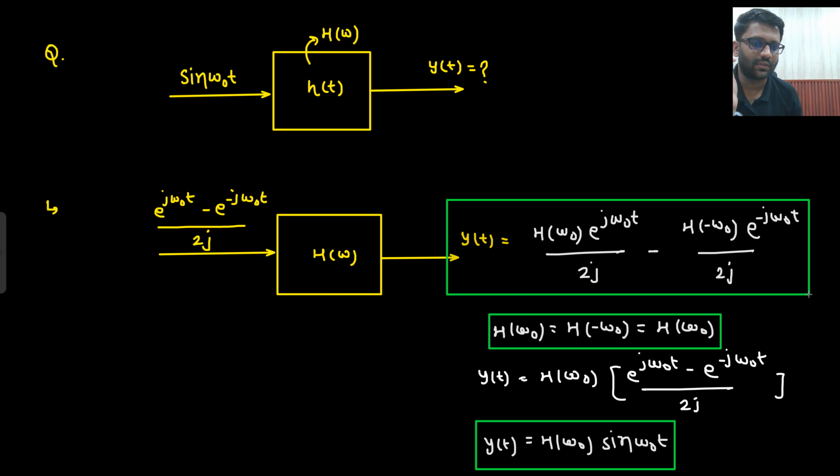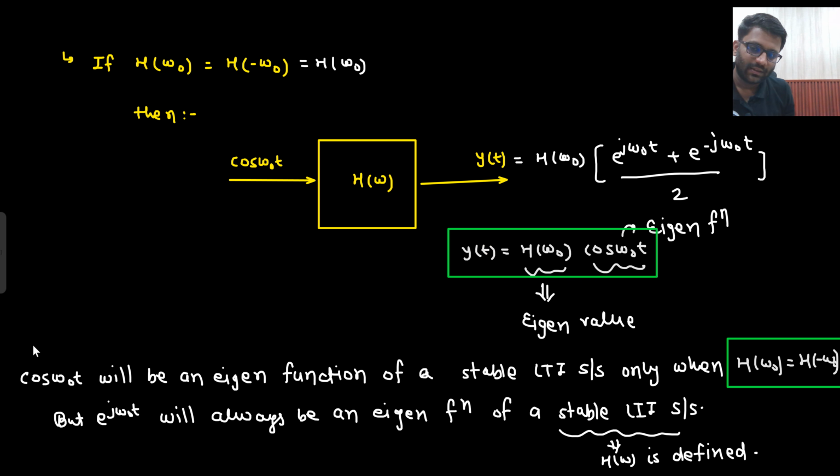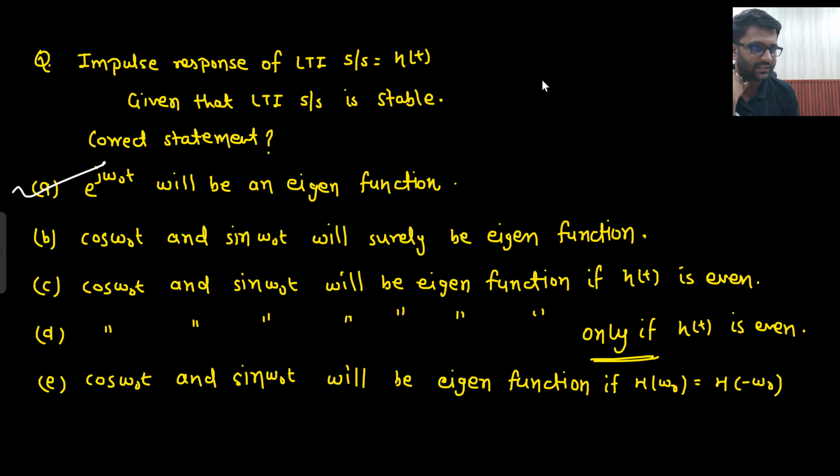This is the output. So a similar thing, whatever I have written for cosinusoid, here I can write down sin omega naught t. Cos omega naught t and sin omega naught t will be an eigen function of a stable LTI system only when h of omega naught is equal to h of minus omega naught. But e to the power j omega naught t will surely be an eigen function of a stable LTI system. So what is given? Stable it is. So e to the power j omega naught t will surely be an eigen function. Will cos omega naught t and sin omega naught t surely be eigen functions?